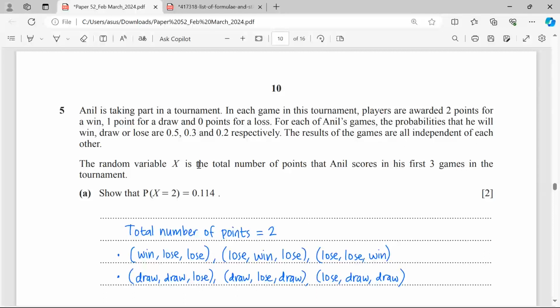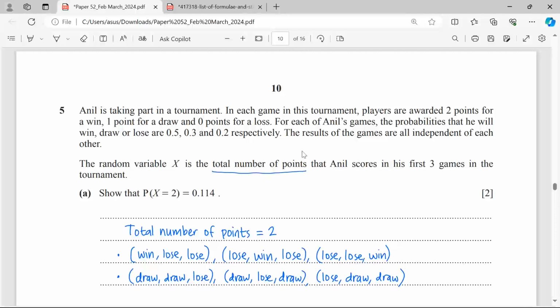The random variable x is the total number of points that Anil scores in his first 3 games in the tournament. Part A. Show that the probability x is equal to 2 is equal to 0.114. Alright, so now the random variable x is the total number of points. And we can see from the question, we can have 2 points if we win, 1 point for a draw, and 0 points for a loss.